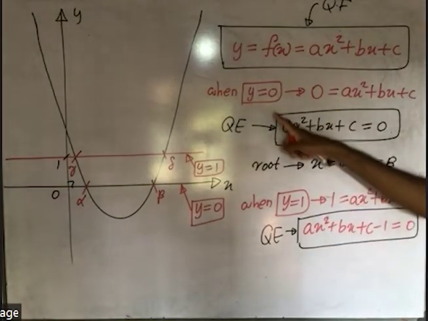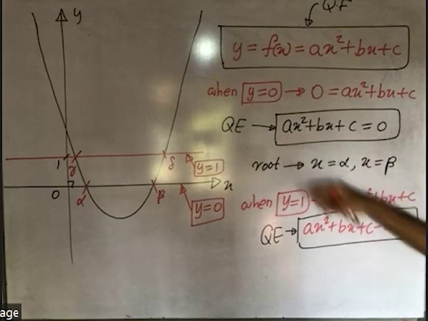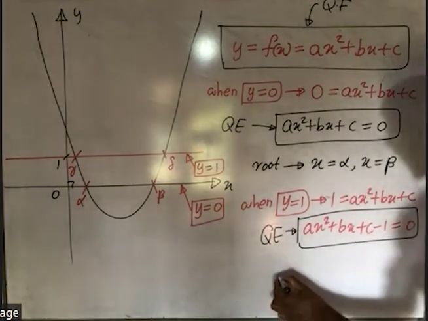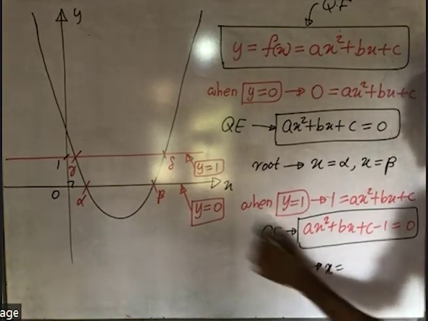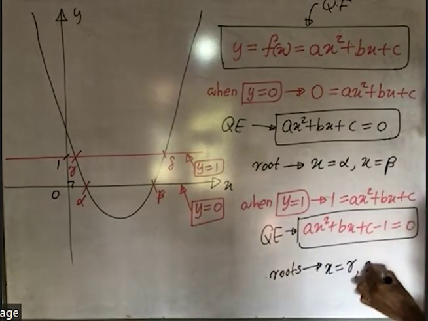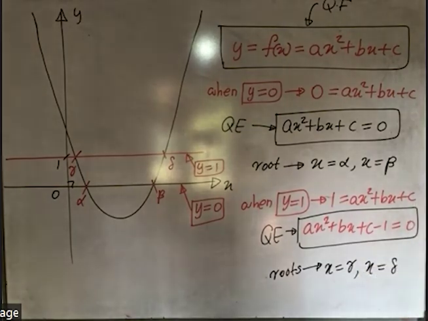We have developed this quadratic equation when y equal to 0. Right? So we can write down the roots of this equation as x equal to gamma and x equal to delta. So in this way, when y equal to 0, when y equal to 1, when y equal to minus 1, y equal to 3, you can develop any number of equations using this single quadratic function. So this quadratic function can make infinite number of quadratic equations. We just have to give a value to the y.